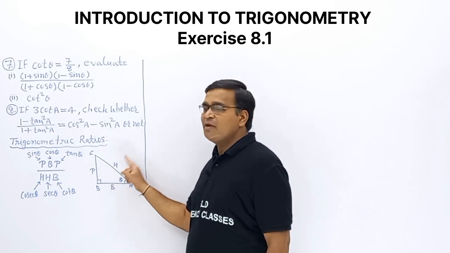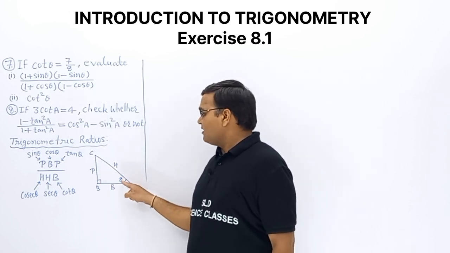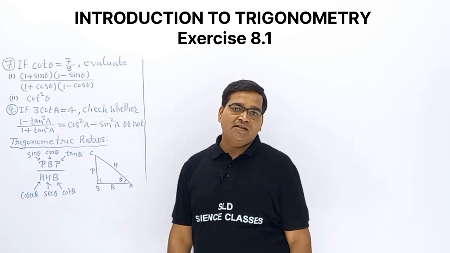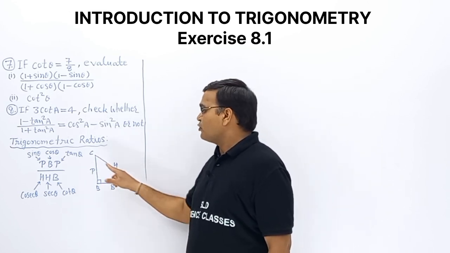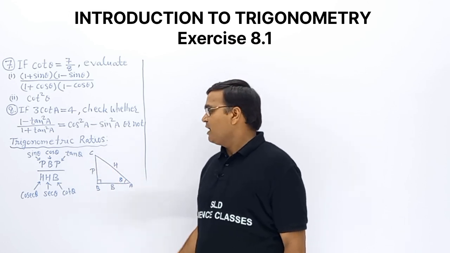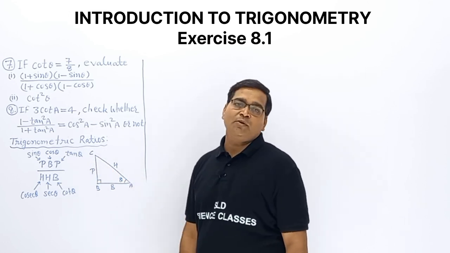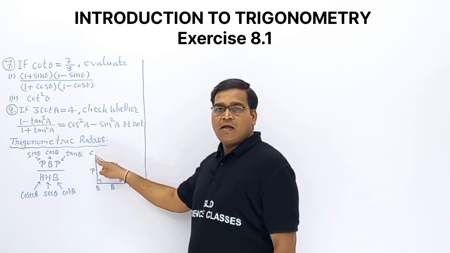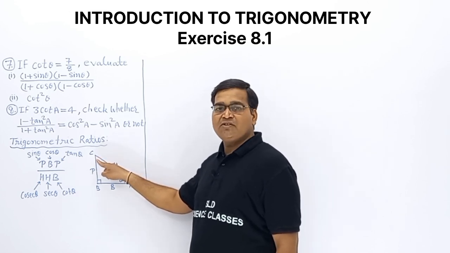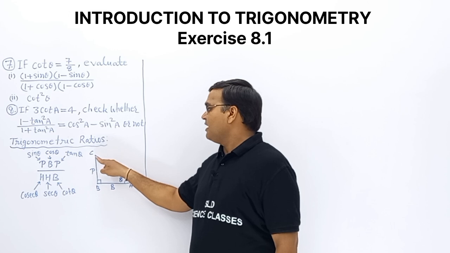This is a right triangle, and in the right triangle we have one angle of 90 degrees, and opposite this is the hypotenuse. A right triangle has two acute angles. Once we take this acute angle, its opposite side will be the perpendicular, and its adjacent side will be the base. Clear?